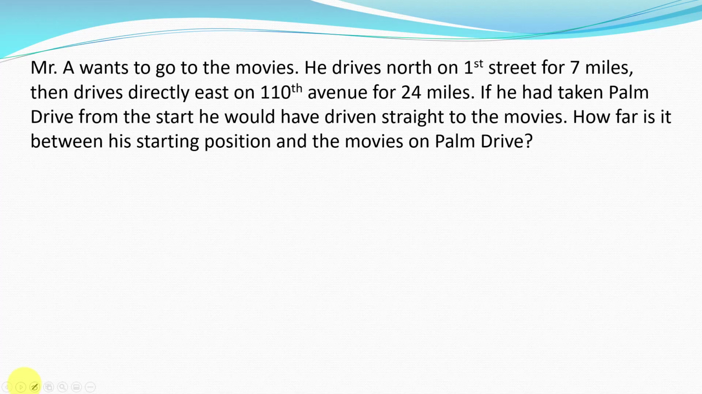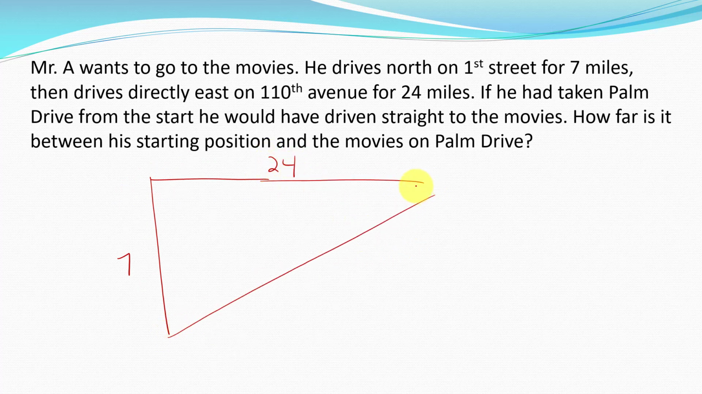All right, the next one, we're going to go to the movies. We're going to drive north for 7 miles, so that's going straight up. Then you're going to go east for 24 miles. But if you had gone on Palm Street, you would have gone directly to the movies.